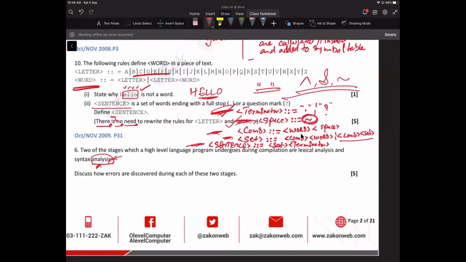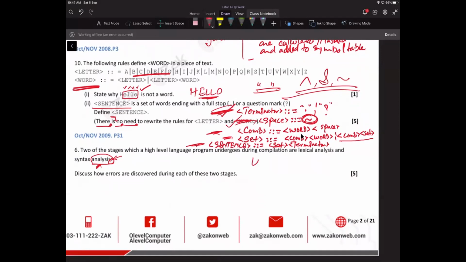Two stages which a high-level language program undergoes during the compilation are lexical and syntax analysis. Discuss how errors are discovered during each of these two stages. So this is October-November 2009 P31.